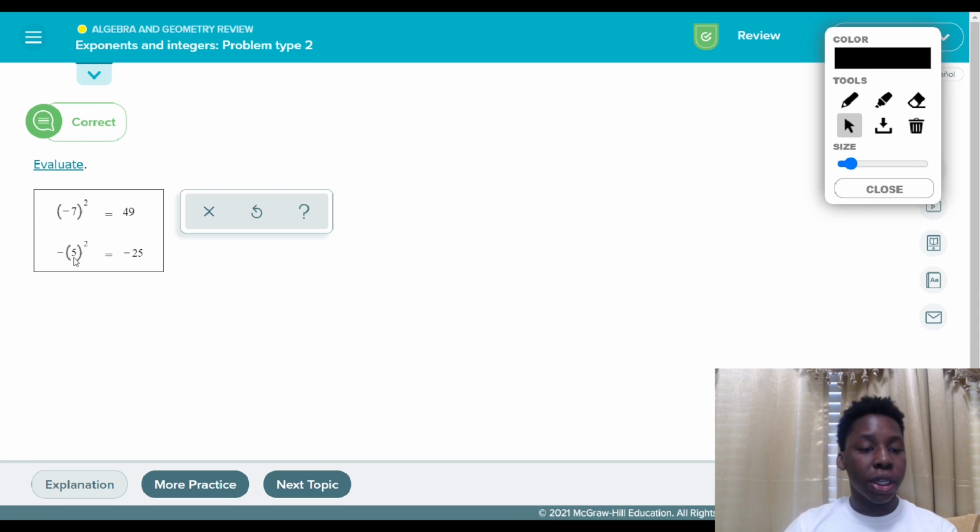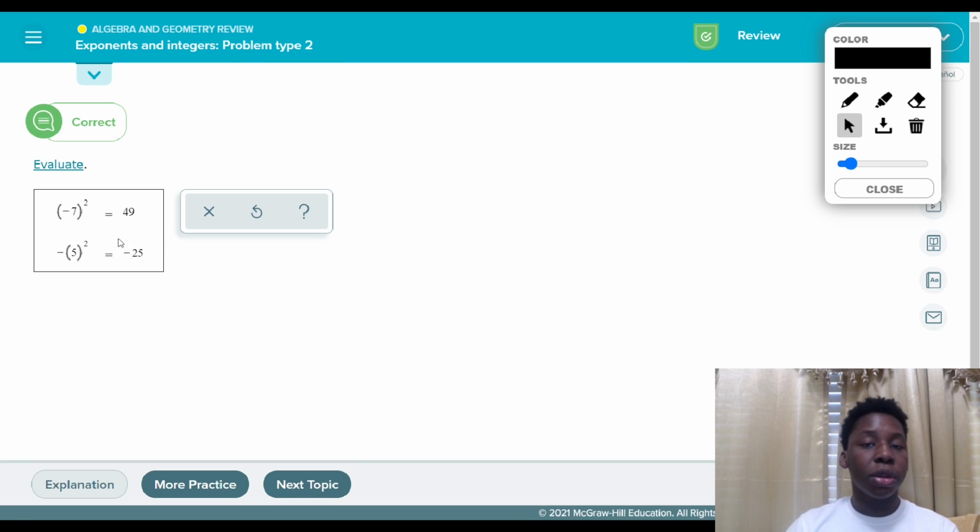So for the next question, I asked myself the same thing: is the minus inside or outside the bracket? In this case, the minus was outside the bracket. Since the minus is outside, we have to multiply whatever we get inside the bracket by this outside minus. So we have to work with 5 squared first.